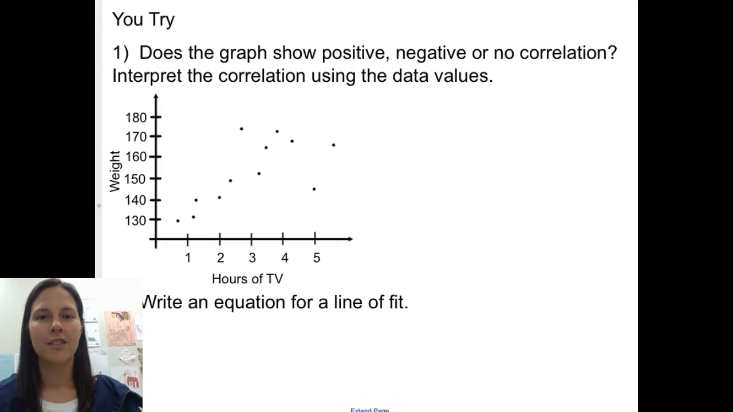Here's your Try question. Please attempt this and come to class prepared.